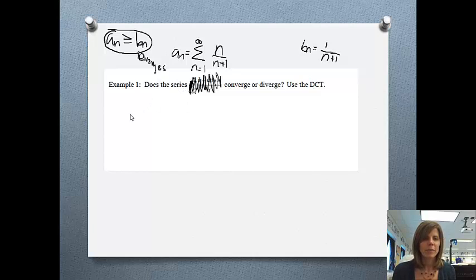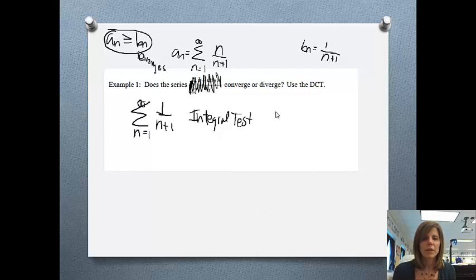So I'm going to be looking at the series n equals 1 to infinity of 1 over n plus 1. And since it is easy to take the integral of this one, that's exactly what I'm going to be doing. So I'm going to be using the integral test on this one.